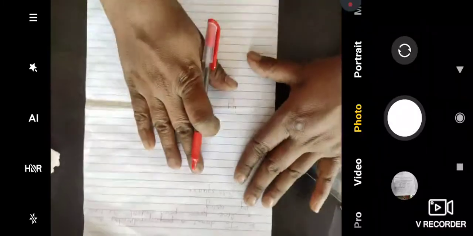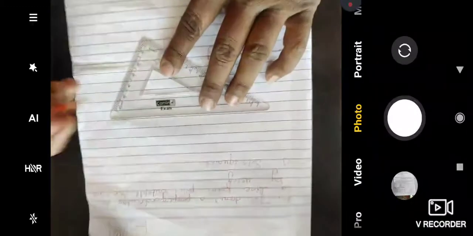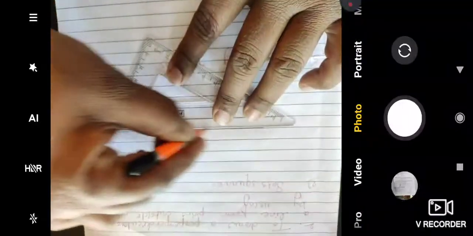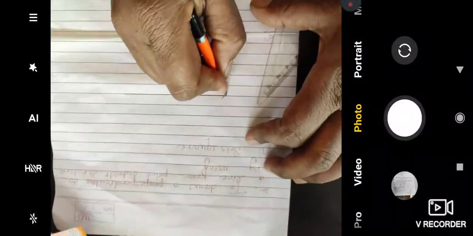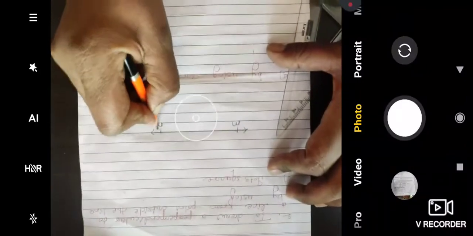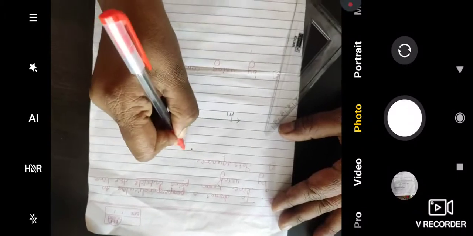So by using a set square, how to draw the perpendicular, that we will see first. For that you have to draw the line MN. So here I will draw the line MN. This is my line MN. As given in the heading, we have to draw the perpendicular to the given line from a point outside. So we have to take any point A. I have taken it here above the line.